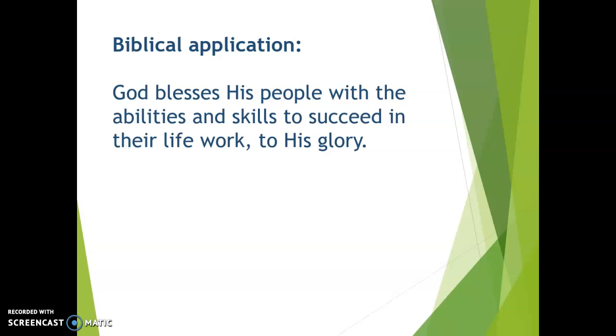Our application for this unit continues to be that God blesses His people with abilities and skills to succeed in their life work to His glory. You heard me mention at the last presentation that we are told throughout the Bible to add knowledge and add wisdom. None of us know what we're going to end up doing exactly in life or what we're going to be called upon to do to solve a particular problem. So we need to add to our skill set as much as possible so that we can do the work that we have been called to do.